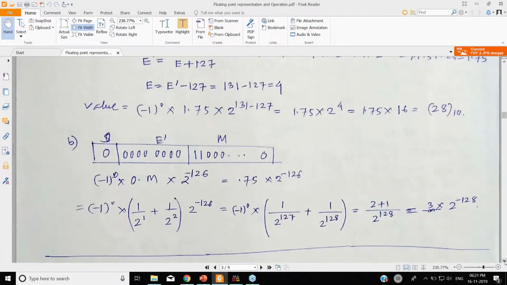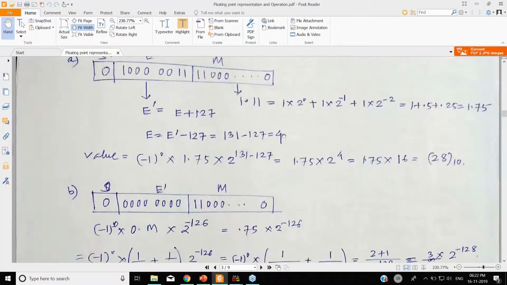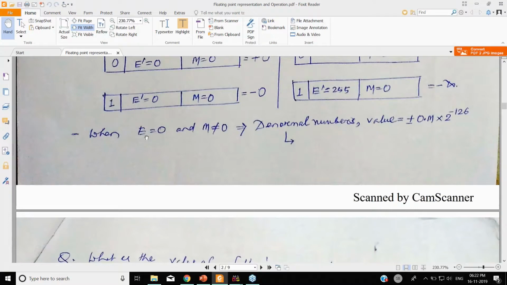There's another example here. The sign bit 0 signifies a positive number; minus 1 to the power 0 is 1, so it is a positive number. But here interestingly, E dash is 0, all zeros, but the mantissa is not. As we have seen in our interpretation, if E is 0 and the mantissa is not, there is another representation. This is called a denormal number.